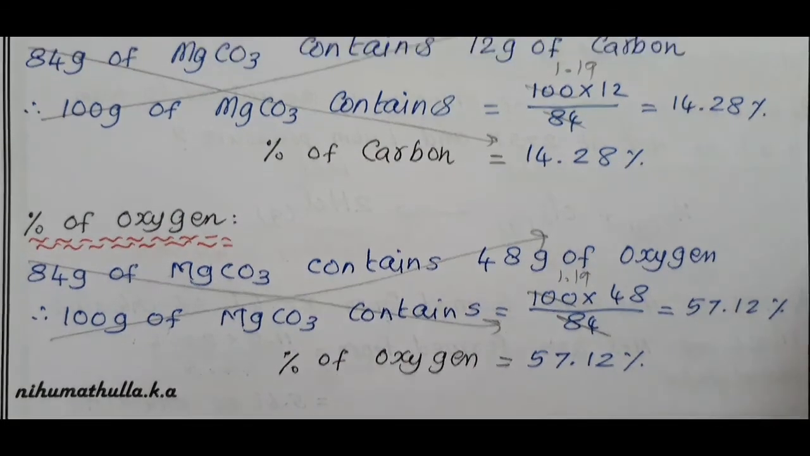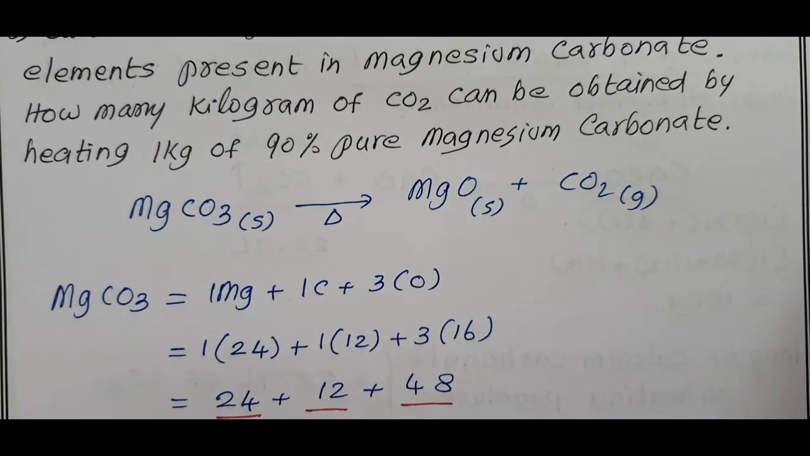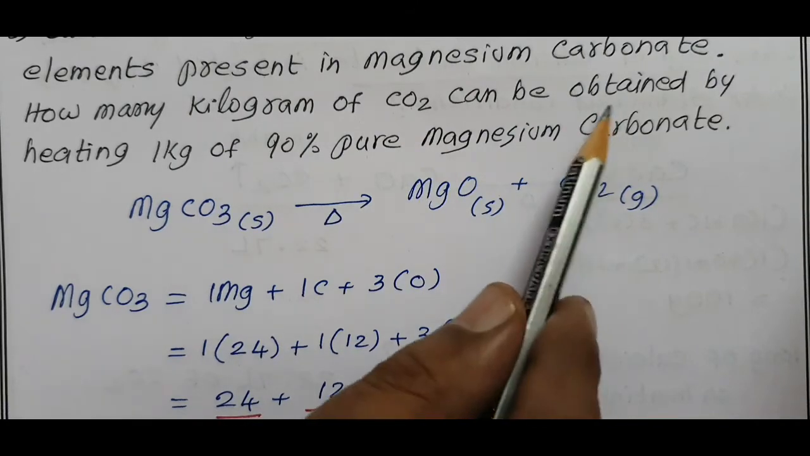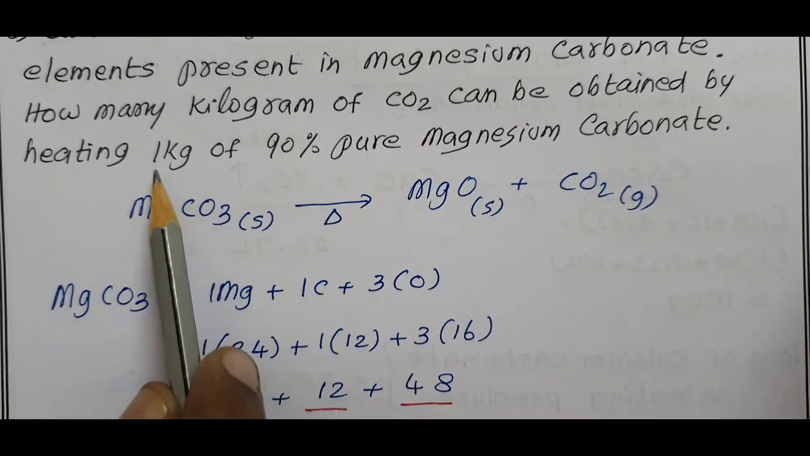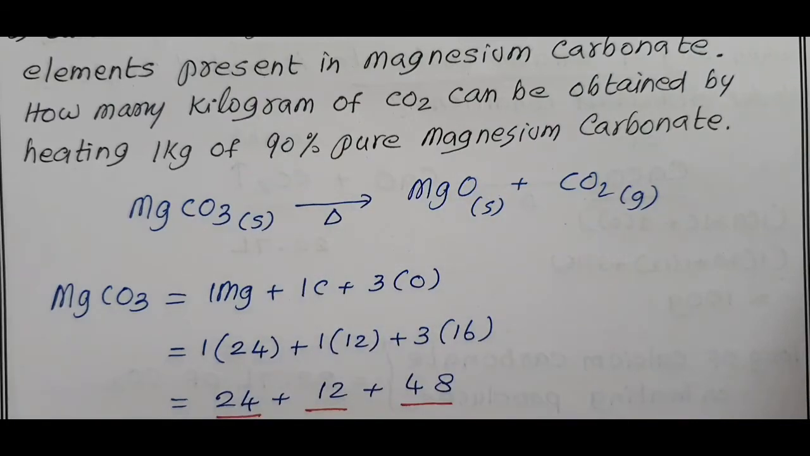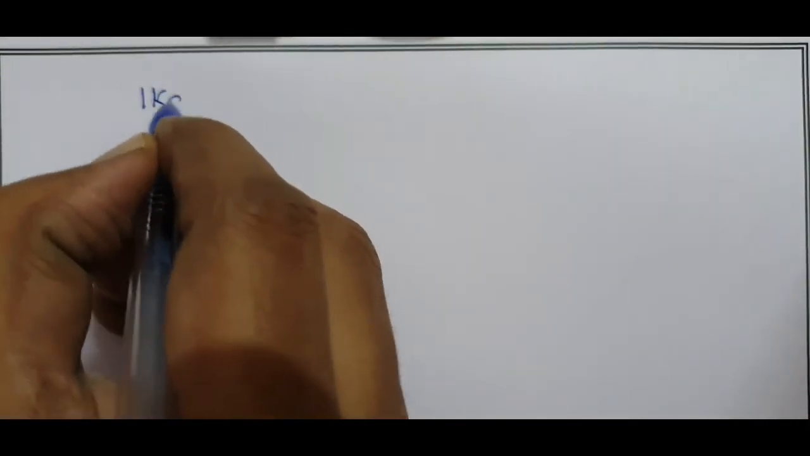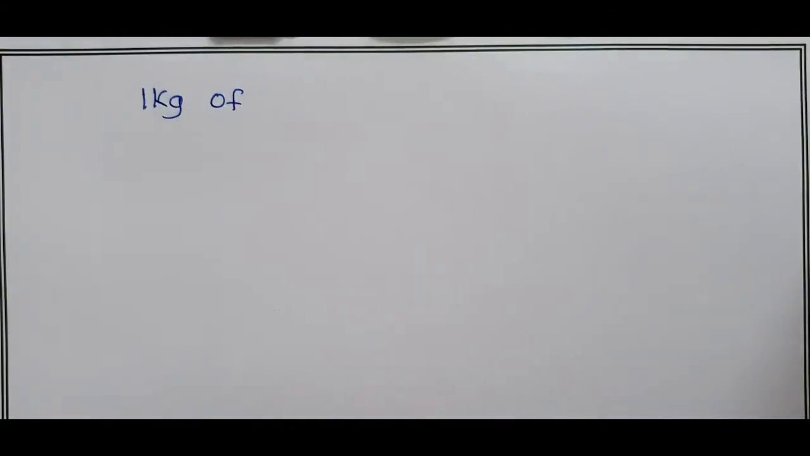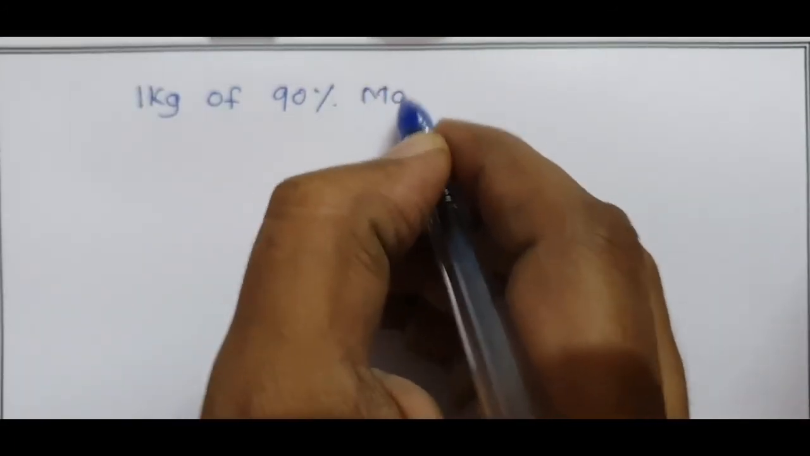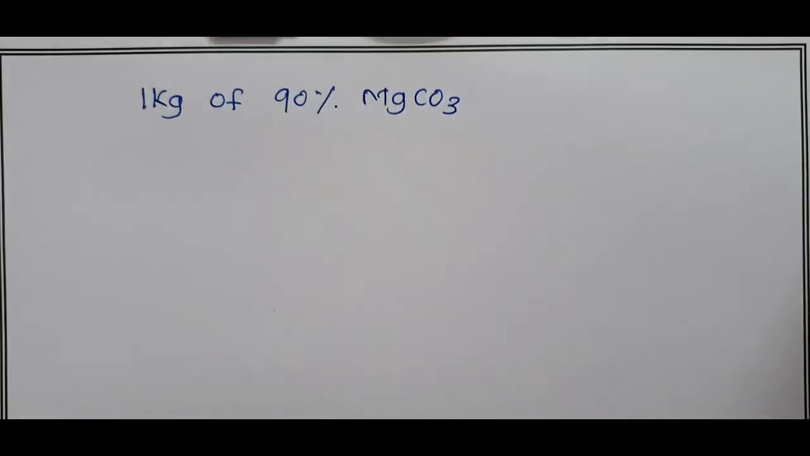Then we have one more question in our problem. That is, how many kilogram of carbon dioxide can be obtained by heating 1 kilogram of 90% pure magnesium carbonate? First we have to convert this value. In our problem, 1 kilogram of 90% pure magnesium carbonate is given.